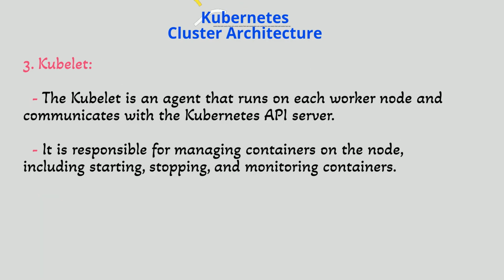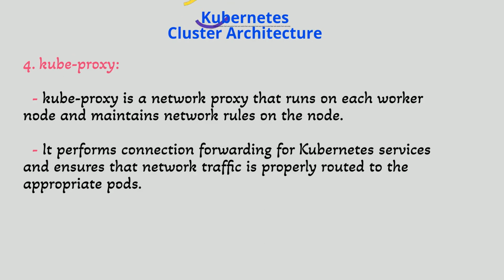3. Kubelet. The kubelet is an agent that runs on each worker node and communicates with the Kubernetes API Server. It is responsible for managing containers on the node, including starting, stopping, and monitoring containers.